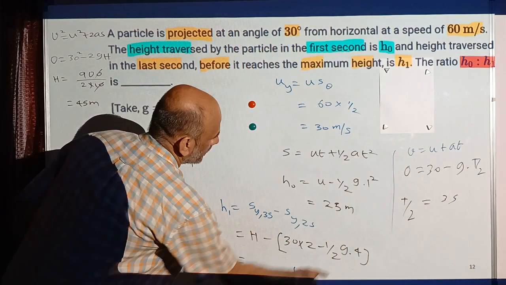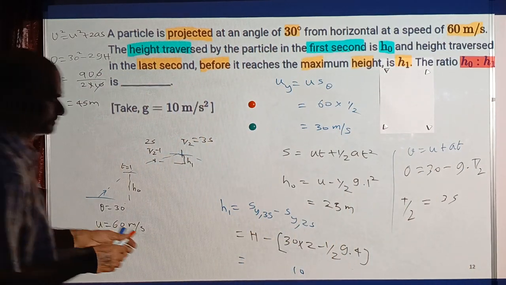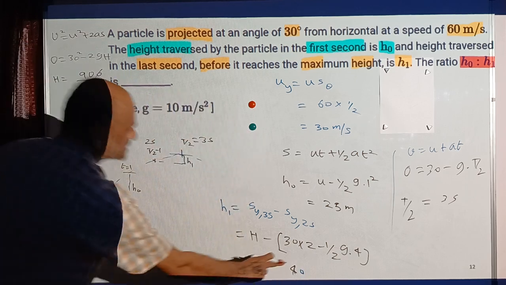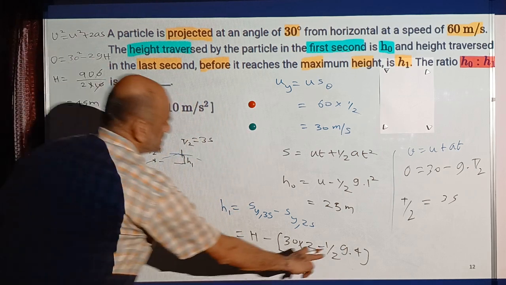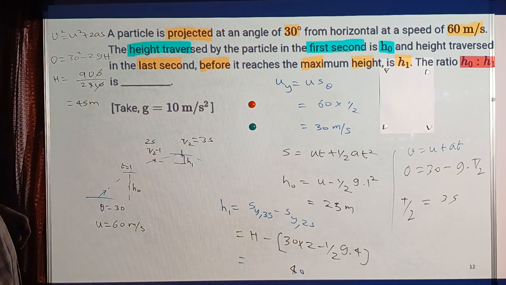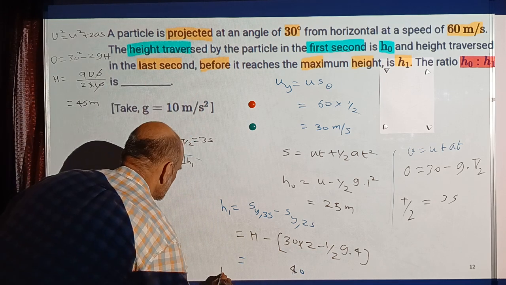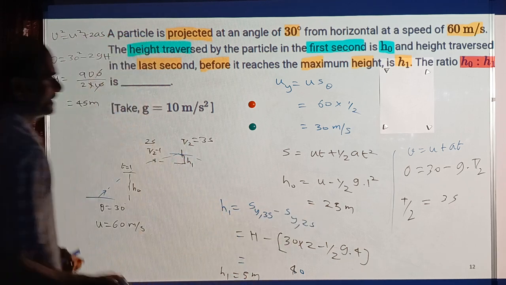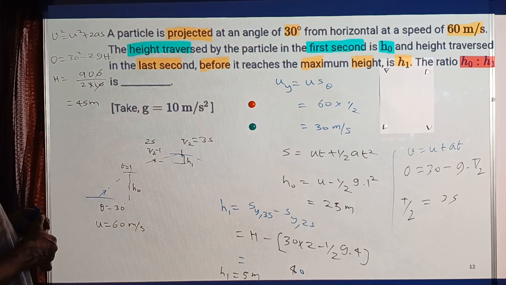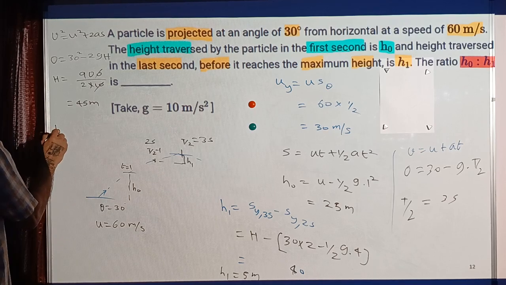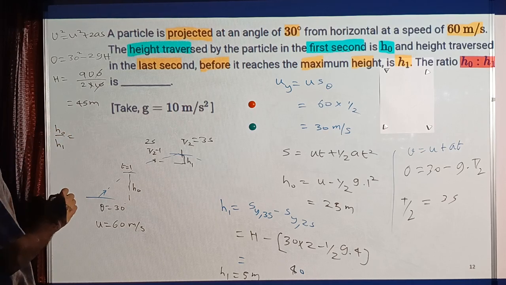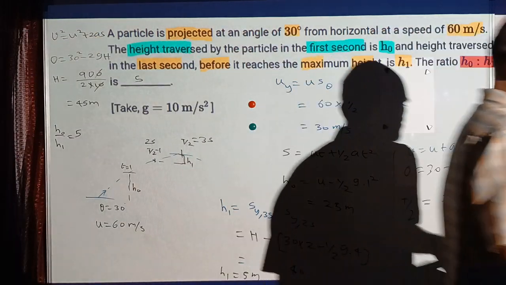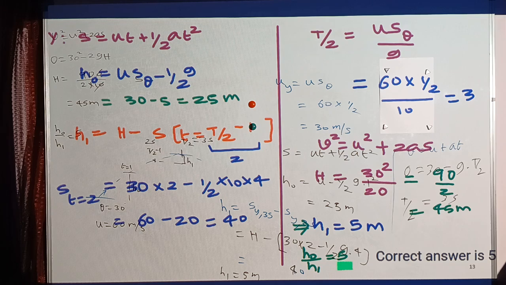Made some mistake. This is 60 and this is 20. So this is 40. 60 minus 2 into g, it's 20, so it's 40. And h is 45. So h1 is 5 meters. Here h0 is 25. So h0 by h1 is 25 by 5, which is 5. The correct answer is 5.